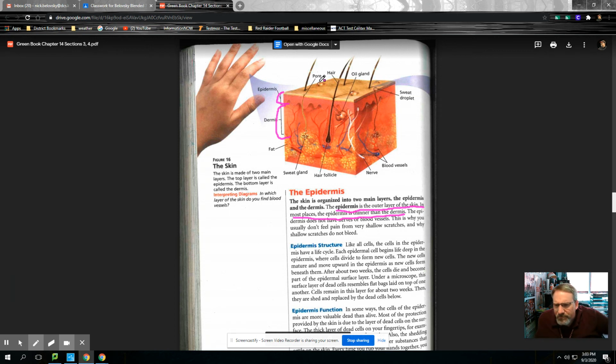That's why if you take a little needle and stick it through the outer part of your skin, it doesn't hurt, because the nerves are located down here, not in the epidermis. So you can stick a little needle in through there and it doesn't cause any pain. And notice that there are no blood vessels up here, so if you run a needle through, there's not going to be any blood either. So, all right, that's it for the day.